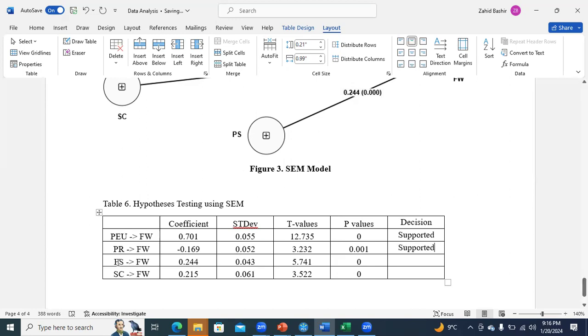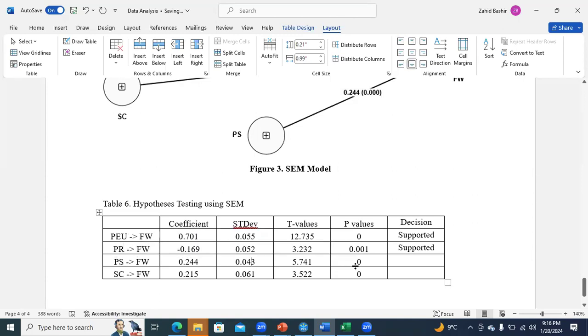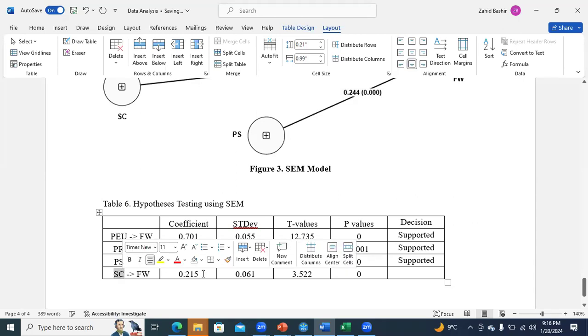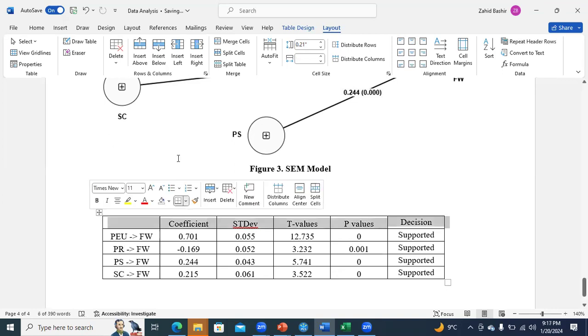In the same way, privacy and security is showing a positive impact, so I can write here supported. In the same way, service convenience is also supported. So I can write here that my results are as per my hypothesis, and it is also indicating that my theory is accepted over here.